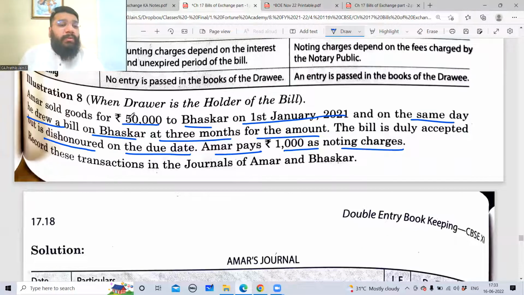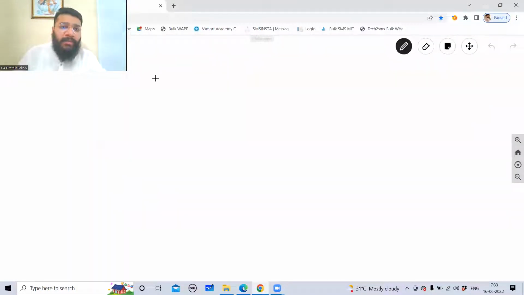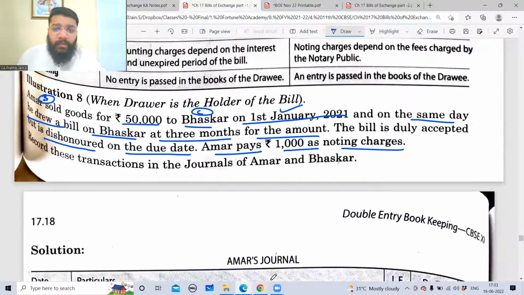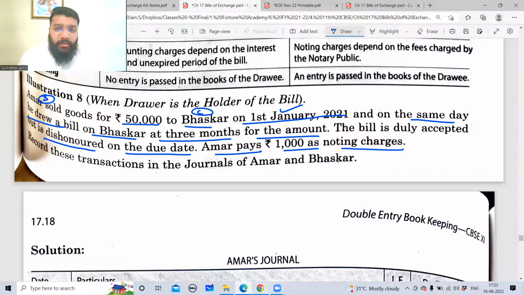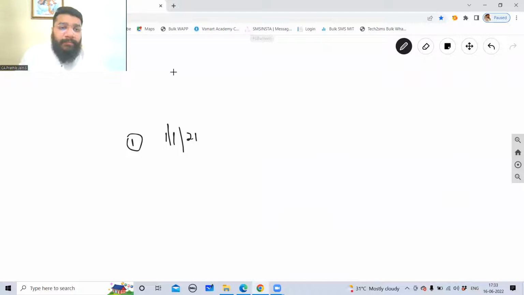Amar sold goods for 50,000 to Bhaskar. So can I say Amar is the seller and Bhaskar is the buyer or customer? The sale is happening on 1st January, and on the same day he drew a bill on Bhaskar. So what is my first entry, guys? Can I say the sale entry? On 1/1/2021, Bhaskar account debit. We are recording the entries in the books of Amar.